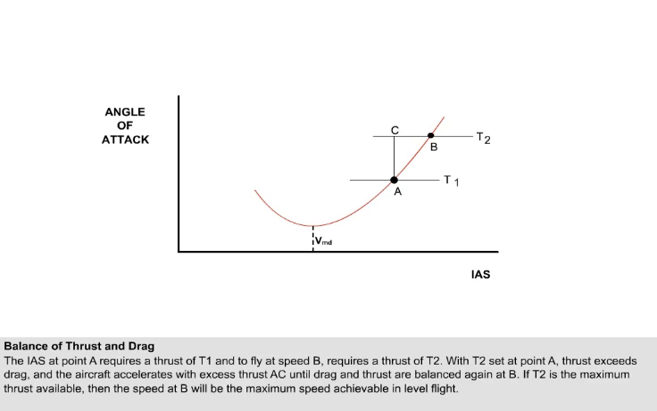If the thrust is increased to T2 when the aircraft is at point A, the thrust will be greater than the drag, and the aircraft will accelerate in proportion to the excess thrust AC until it reaches point B, where the thrust and drag are again equal. If T2 is the maximum thrust available, then the speed at B will be the maximum speed achievable in level flight.